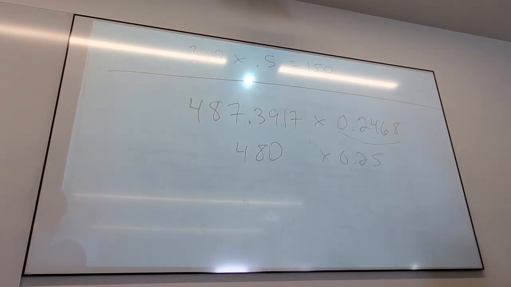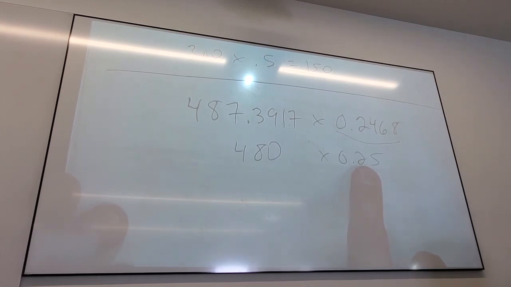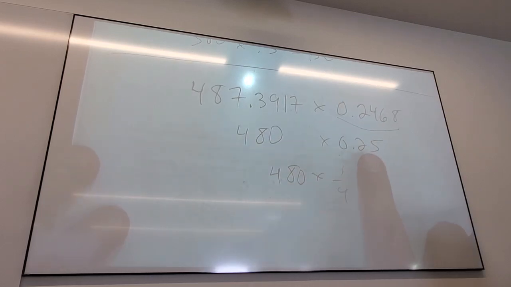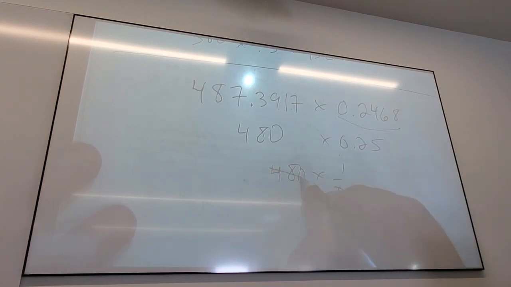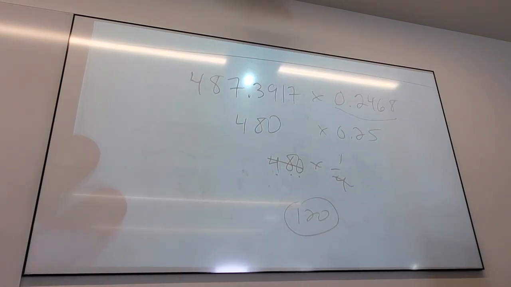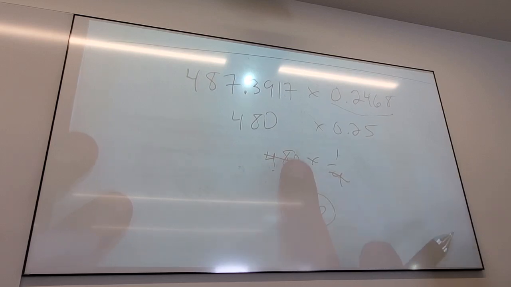You get 120. But 0.25 doesn't go in there. It does. Yes, it does. 1/4. It's a decimal. Real quick, 0.25 is 1/4. Like you said, it's 1/4. 4 goes into 480. 4 into 4, 4 into 8, 4 into 0. 1, 2, 0.